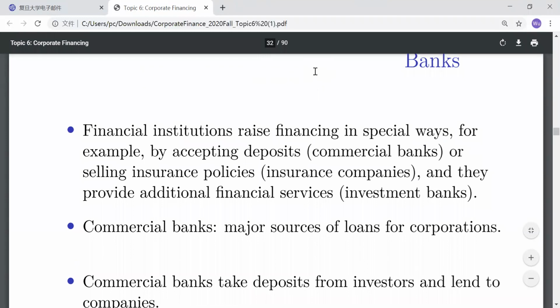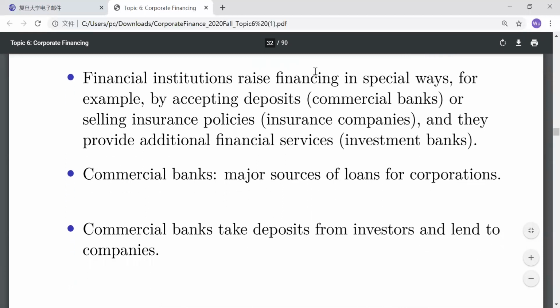Now we move on to talk about different financial institutions. Financial institutions raise financing in very special ways, right? For example, by accepting deposits. So this is like commercial banks. They can also raise financing through selling insurance policies, like insurance companies, right? They can also provide additional financial services, right? Like investment banks. For example, they can provide services in mergers and acquisitions, in the issuance of new securities or issuance of seasoned securities.